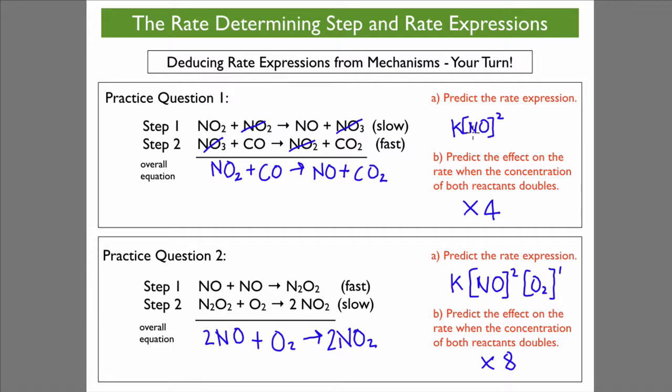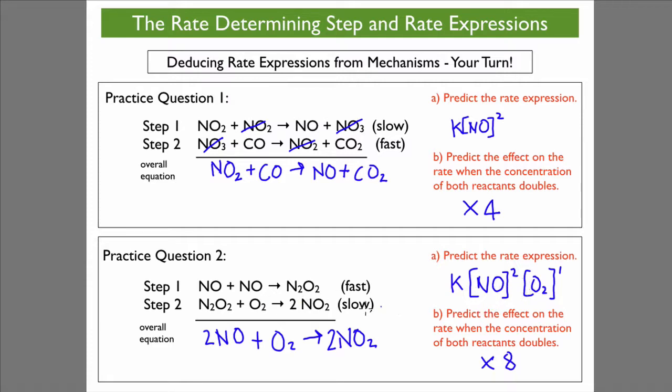Practice question 2. We've got the slow step here. And so oxygen will be 1. But you can see straight away the N2O2 is an intermediate. Okay? And so we can't include this in the rate expression. So you need to look at what formed this. And in the fast step here, you can see 2 nitrogen monoxide molecules formed this. So we need to substitute in for these 2. 1, 2. So the order will be second with respect to that. And first order for the oxygen, because there's only 1 here in the slow step.